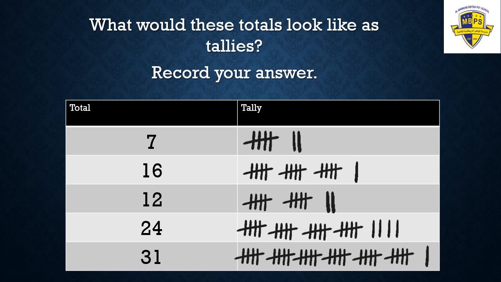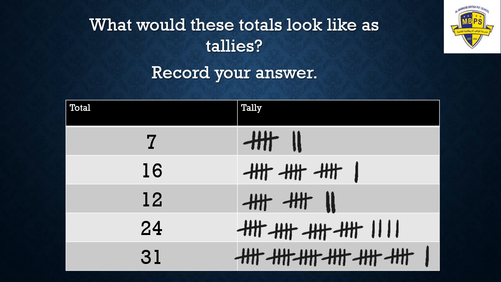Let's go to the next number, 12. Again, first we are going to make a group of 5. 1, 2, 3, 4. The fifth line will be across. Next, again 1, 2, 3, 4. The fifth line will be across. So we have 5 and 5, 10. And then 11, 12. The next number is 24.